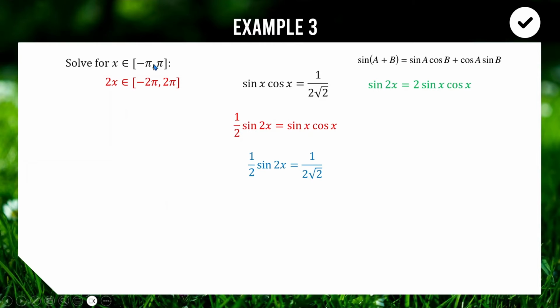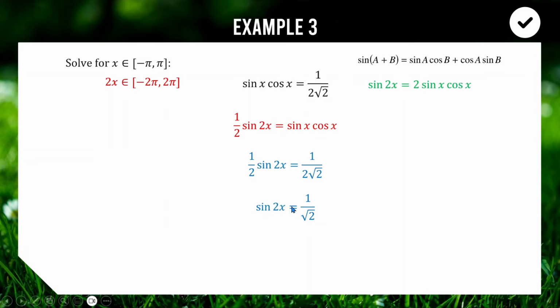So x is between minus pi and pi. That means that 2x is between minus 2 pi and 2 pi. So we're going from negative 360 up to 0 up to 360. Okay, that's really important. If you forget that step, you are going to exclude some of your solutions and throw away some marks. So we're not going to forget about it. Okay, now that we've remembered that, now we'll multiply both sides by 2. So we get sine 2x is equal to 1 over root 2.